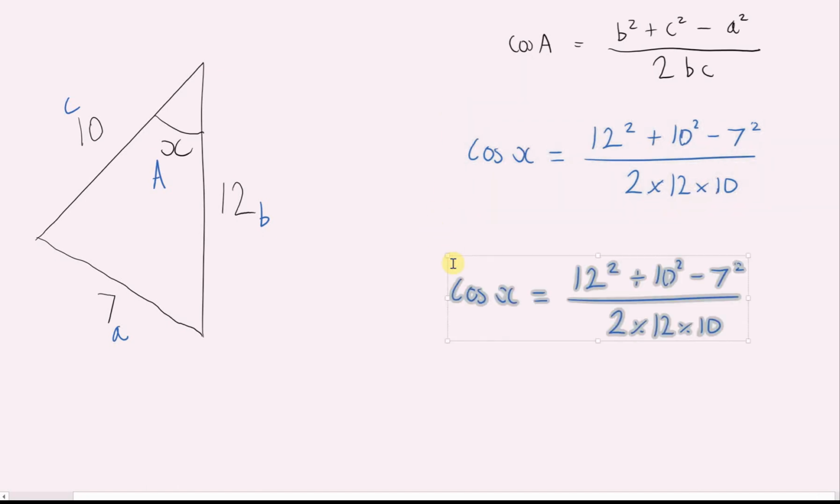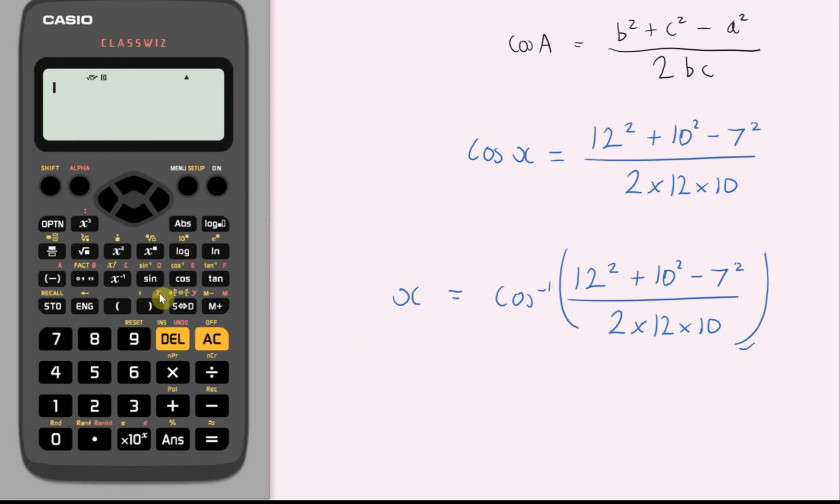So hopefully you know that if you've got cos of the angle and you want to undo that cos, we have a button for that, and that is cos to the minus 1, sometimes called arc cos. When you calculate it, it just says cos to the minus 1. Then, just like before, we can go straight to our calculator and type that in. So I want to do cos to the minus 1, and then plug in that big fraction.